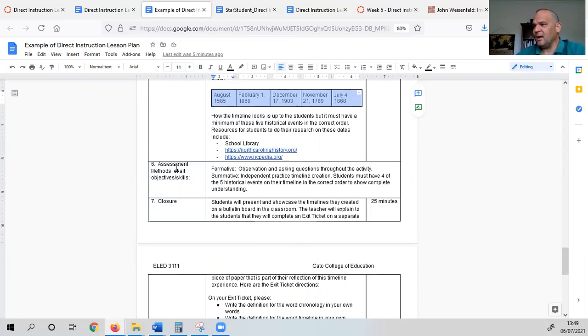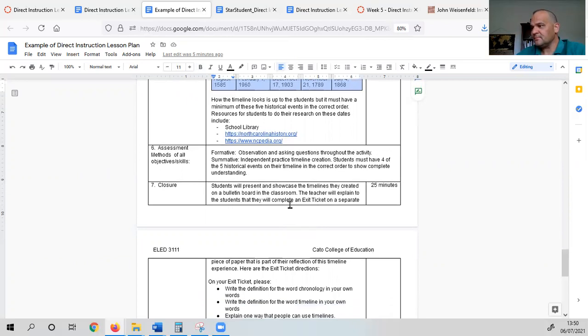You can see my assessment here. It's an observation. I'll be observing the class, doing sort of informal observation. And then the summative assessment is actually their creation of the timeline itself, that they have the 4 out of 5 historical events on their timeline in order, and they also have an explanation for each of those events.